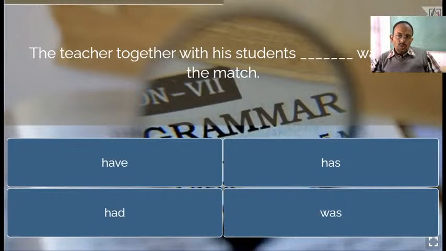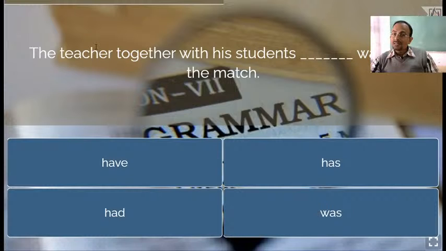The teacher, together with the students, dash watched the match. Always remember, dear students, here there are two subjects, the teacher as well as students. The teacher is a subject, students is another subject. But always remember, this teacher and students are connected with what? Together with. Understood? So if two subjects are connected by together with, always remember the verb will agree with the first subject. So first subject is teacher, which is singular, therefore the verb should also be singular. Here the verb will not agree with students, but with teacher.